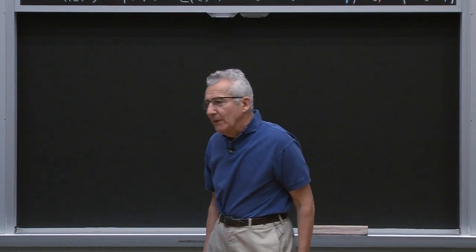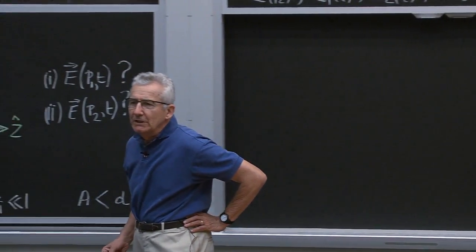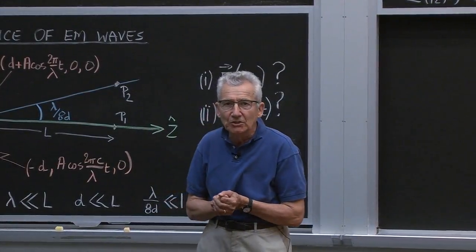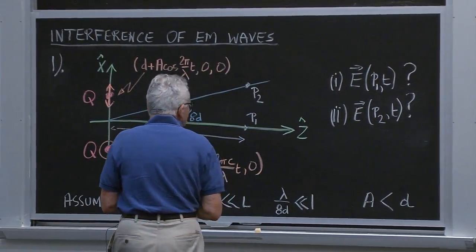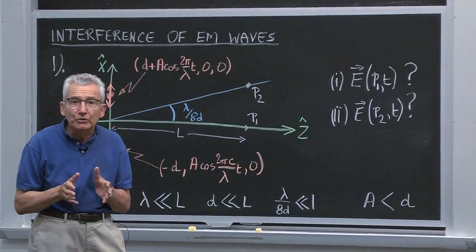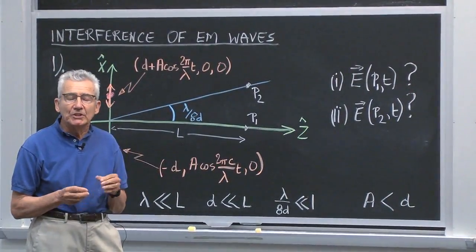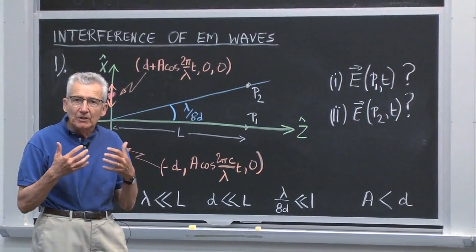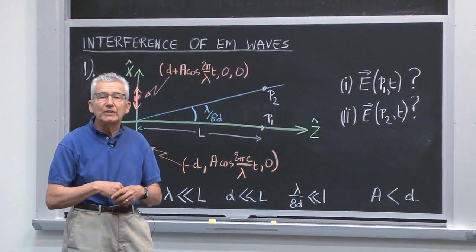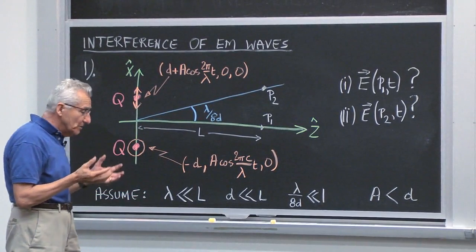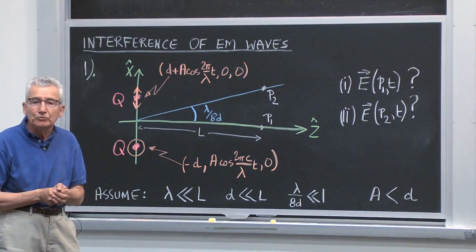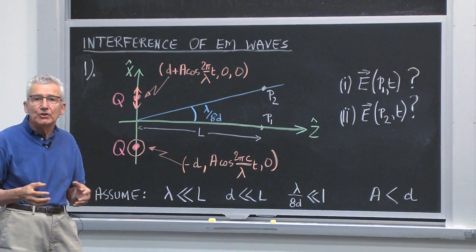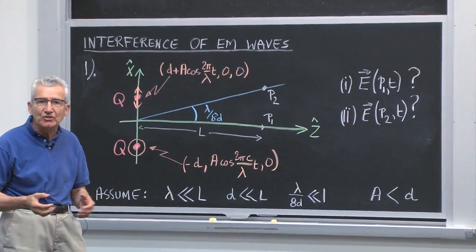So welcome back, and today I'm going to do some examples. What happens when you have more than one charge radiating? This is a very important example because whenever you have many charges radiating, if it's coherent, you get the phenomenon of interference. And it plays a very important role in many fields of physics, in particular in optics. You may have heard terms like interference patterns, diffraction, etc.